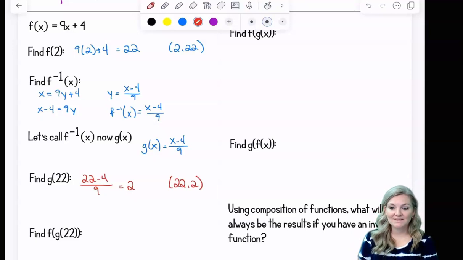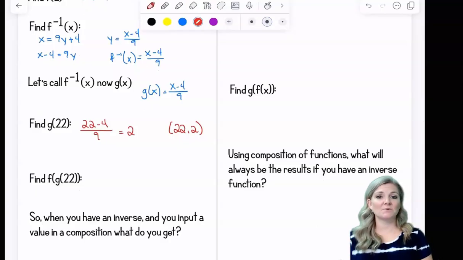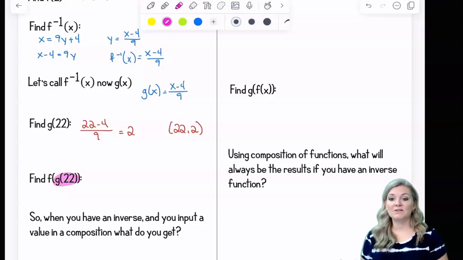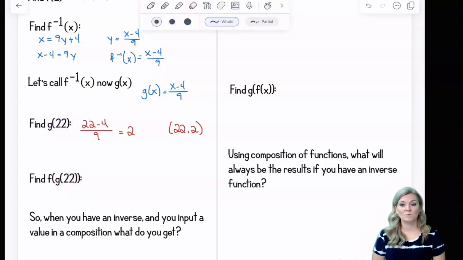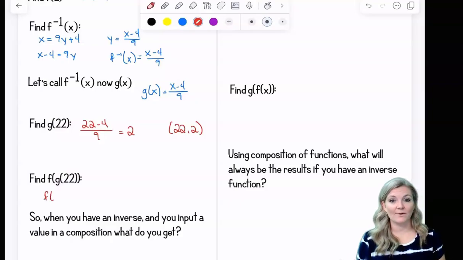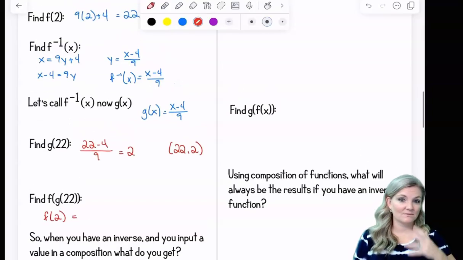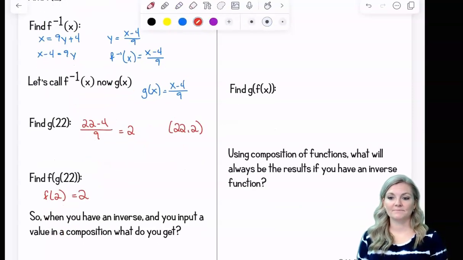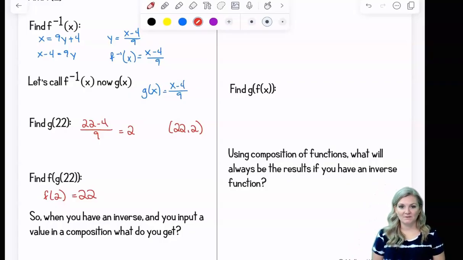So now this last one says find f of g of 22. We already have g of 22, so let's think smarter, not harder. Let's not plug in 22 again. G of 22 is 2. We just found that. So now what I have is f of 2, which we have found already. F of 2 we found at the very top of this set of examples. F of 2 is 22. So f of g of 22 is equal to 22.